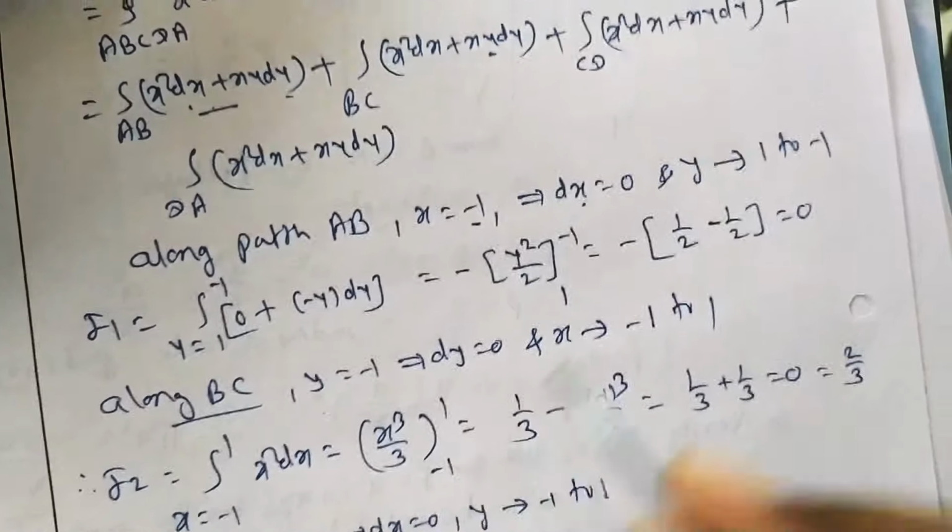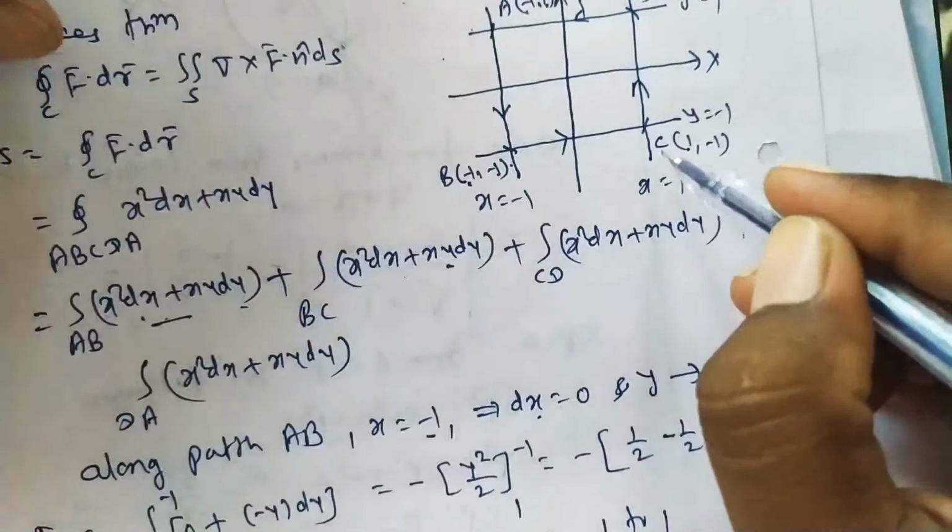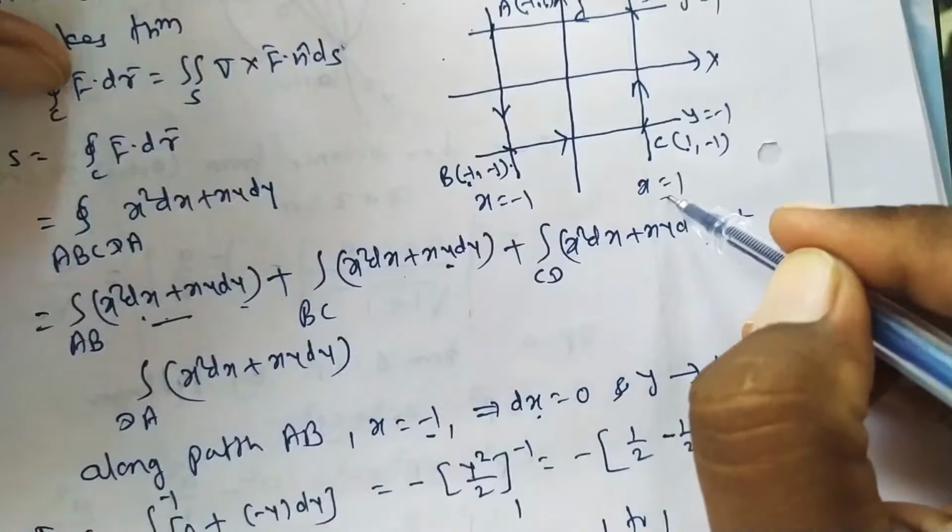Now along path CD, CD means this path. If we consider this path, then along CD the equation of line CD is x equal to 1.